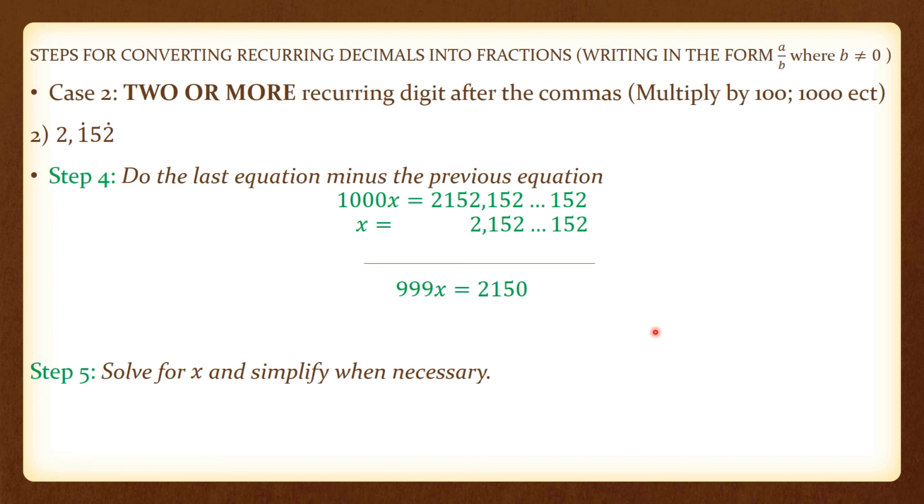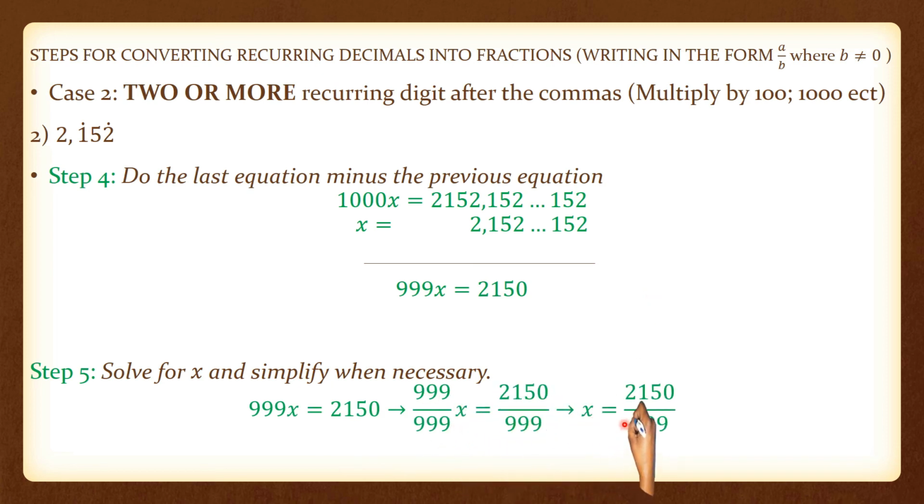Okay, we have 999x and 2150. We need x. We divide both sides by 999 to find x, which makes this. So x equals 2150 over 999.